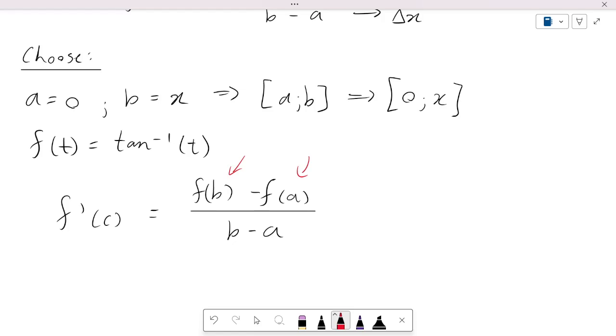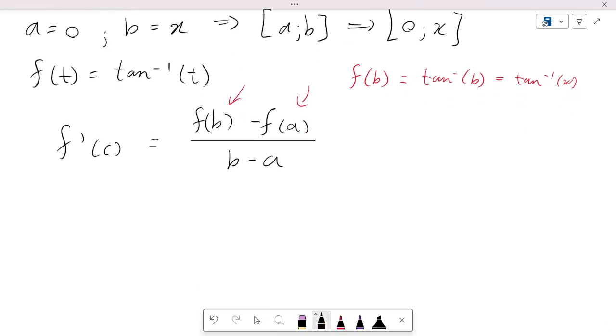F of b. F of b is equal to, that means we're substituting b into t basically, right, for our inverse function. So f of b is equal to arctan of b, which is equal to arctan of x. Now you can see why I assigned a new variable, because now we're going to have x, right? We want something in terms of x and not b. So that is what we're going to say over here.